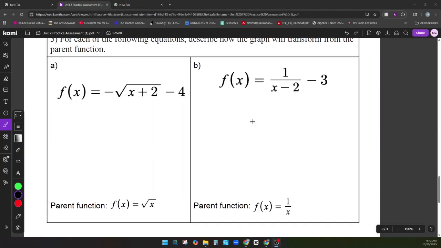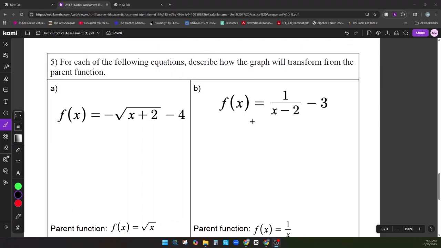And then finally, step 5 tells us, for each of the following equations, describe how the graph will transform from the parent function. So we're going to look at our parent function. We know that our parent function is supposed to be, for part A, just square root of x. So I'm going to circle all the parts that are different from square root of x. Parent function did not have this negative. Parent function did not have this +2. This parent function did not have a -4. So I've identified the 3 different components, and now I'm going to describe what each of those components do.